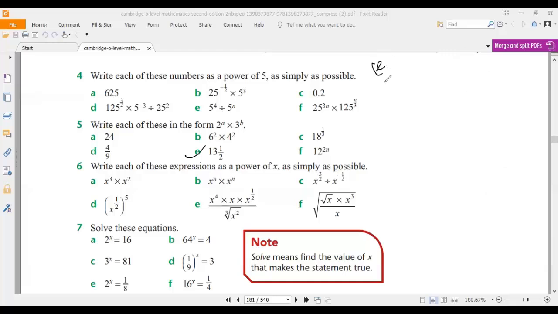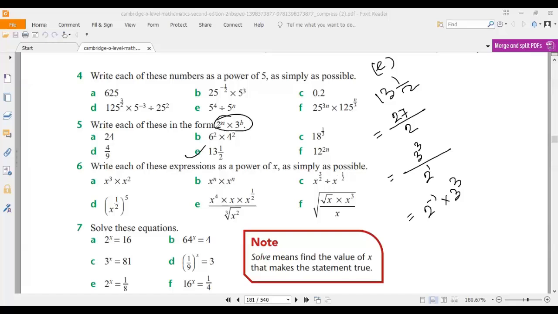Now question number E. Question number E says 13 whole 1 by 2. So this one is the mixed fraction. If I want to convert this mixed into improper, we can write 13 by 2 is 26 plus 1, 27. Instead of 27, we can write 3 cube. Here 2 represents 2 to the power 1. So we can write the final answer in that way: 1 by 2 or 2 to the power negative 1, both are same, multiplied by 3 cube. Since the question says we need to convert in that way.